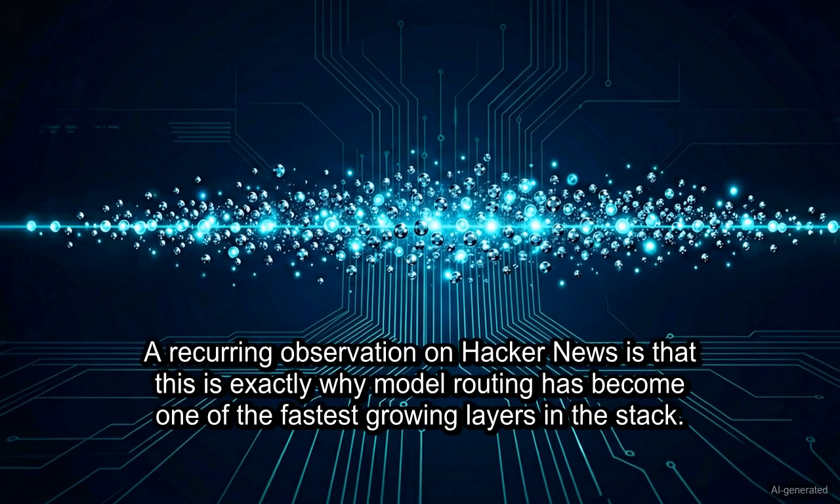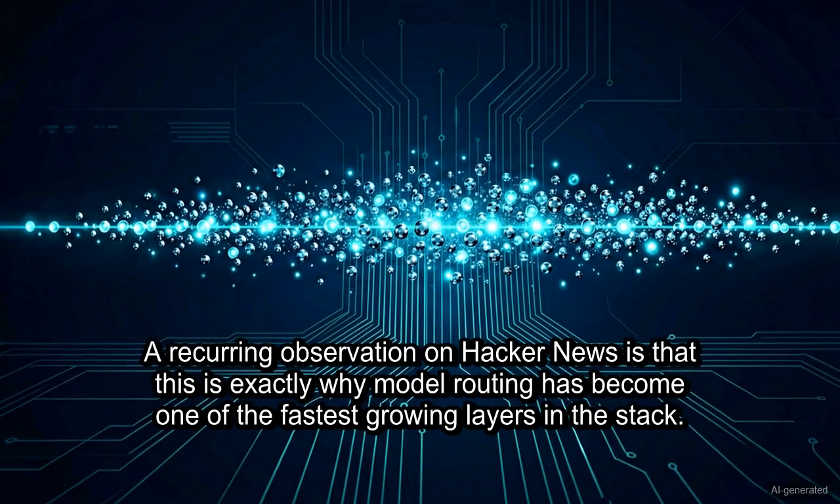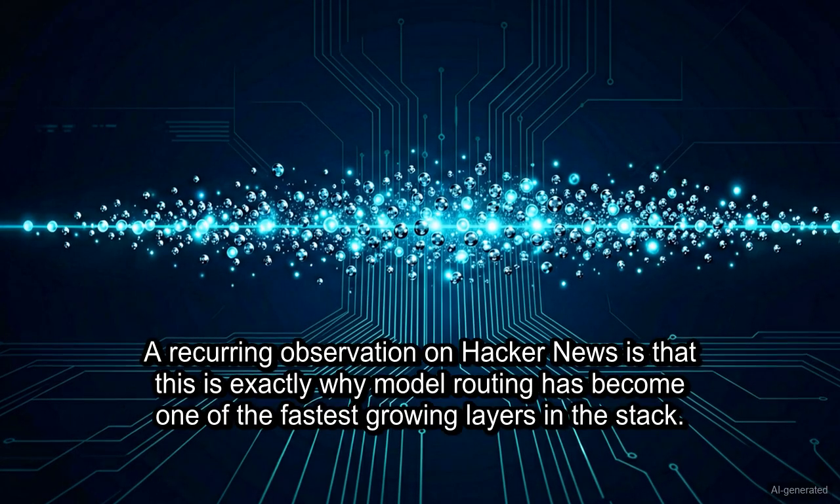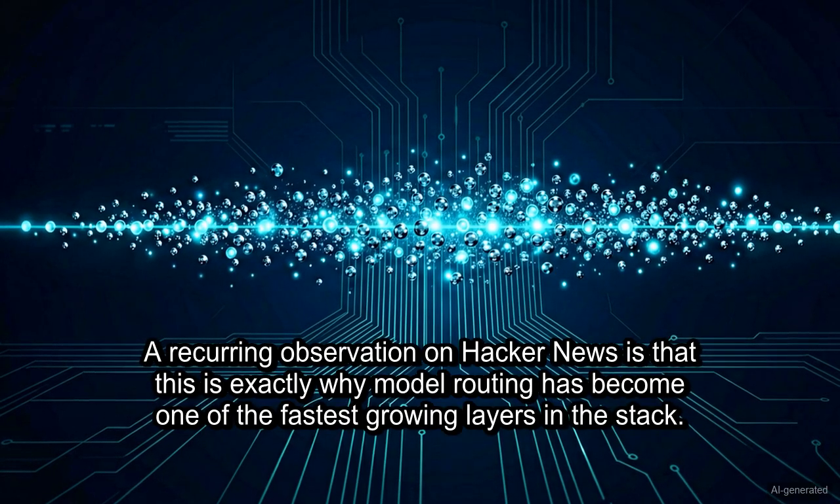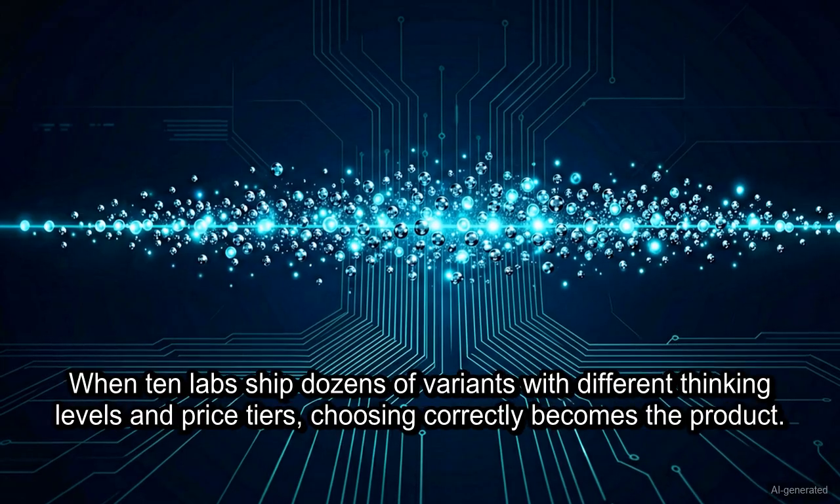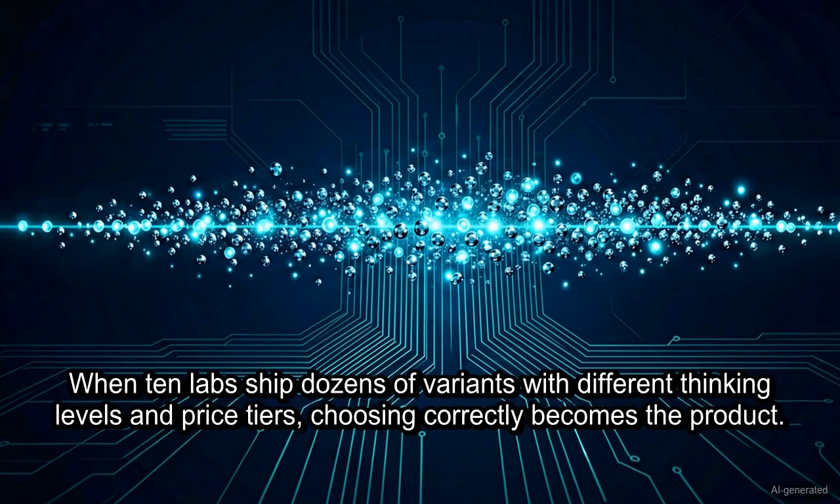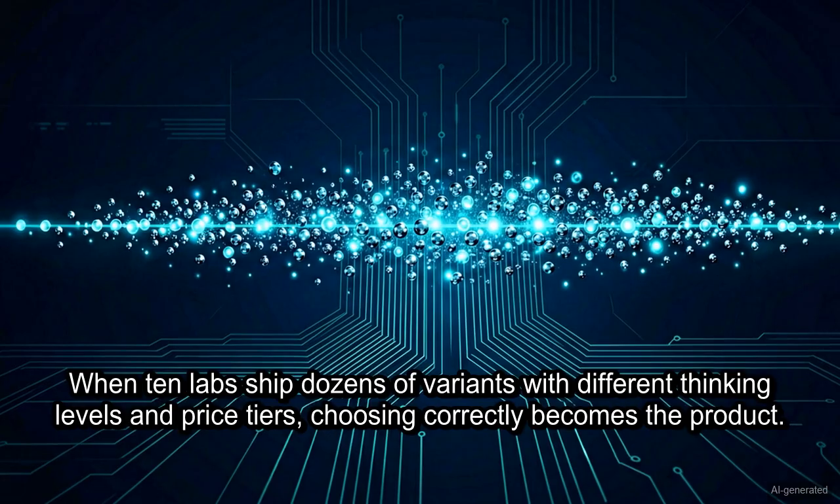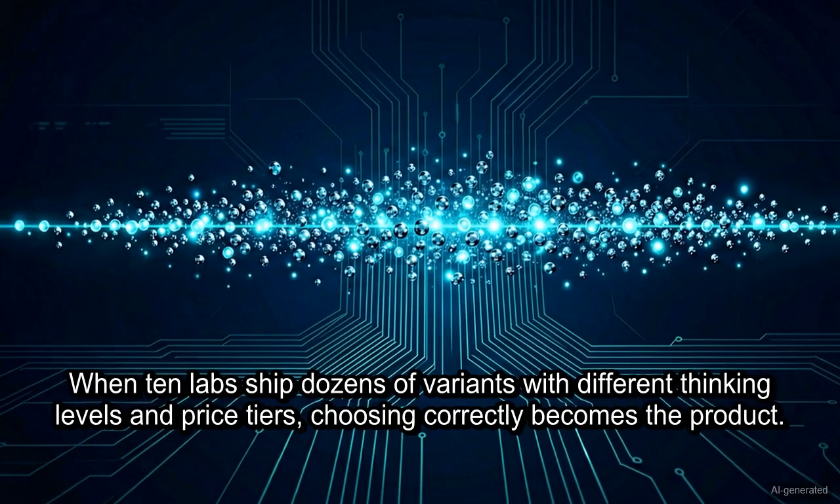A recurring observation on Hacker News is that this is exactly why model routing has become one of the fastest growing layers in the stack. When 10 labs ship dozens of variants with different thinking levels and price tiers, choosing correctly becomes the product.